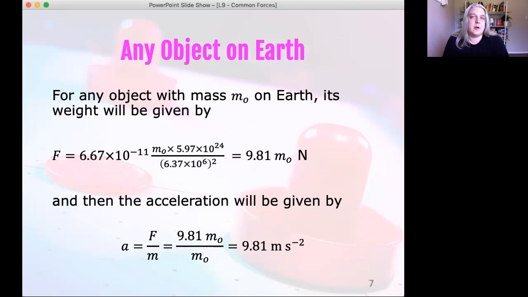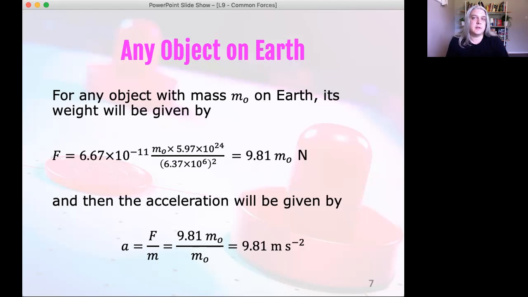Indeed, if we take any object on Earth, the mass is an unknown. So we just leave it in our formula as m with a little subscript O for object, to make sure we're talking about the object mass, not the Earth mass. And we put the rest of the numbers into that equation. What we see is that the force is equal to 6.67 times 10 to the negative 11 times the mass of Earth, 5.97 times 10 to the 24, divided by the distance from the object to the Earth's center, which is pretty much the radius of the Earth because we're assuming it's near the Earth's surface, divided by that distance squared. That gives us 9.81 times m0 newtons.